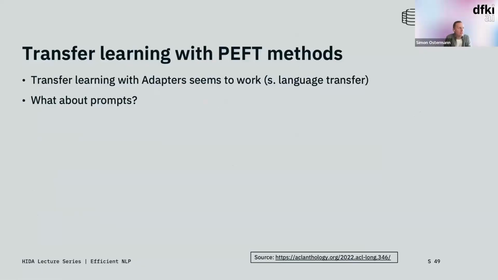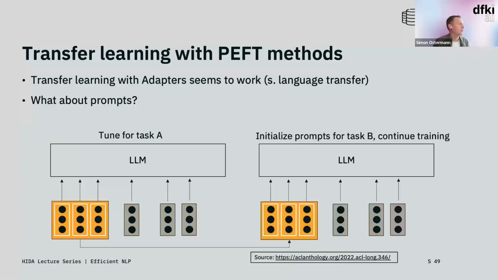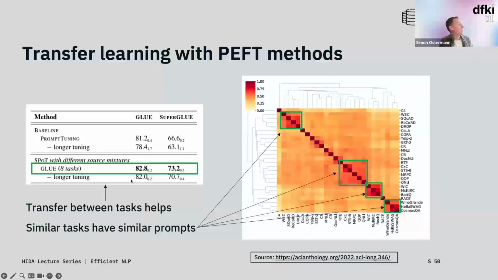Right. So we already saw that transfer learning with adapters works, right? If we use the language adapters, for example, we can initialize language models for other languages here. So this seems to work. But what about prompts? Well, the idea would be that I have prompts that I tune for a task A, and then when I want to tune my prompts for a task B, I can just initialize them from task A and then continue training. And it has been shown that this works very, very well. I just give you one example here.